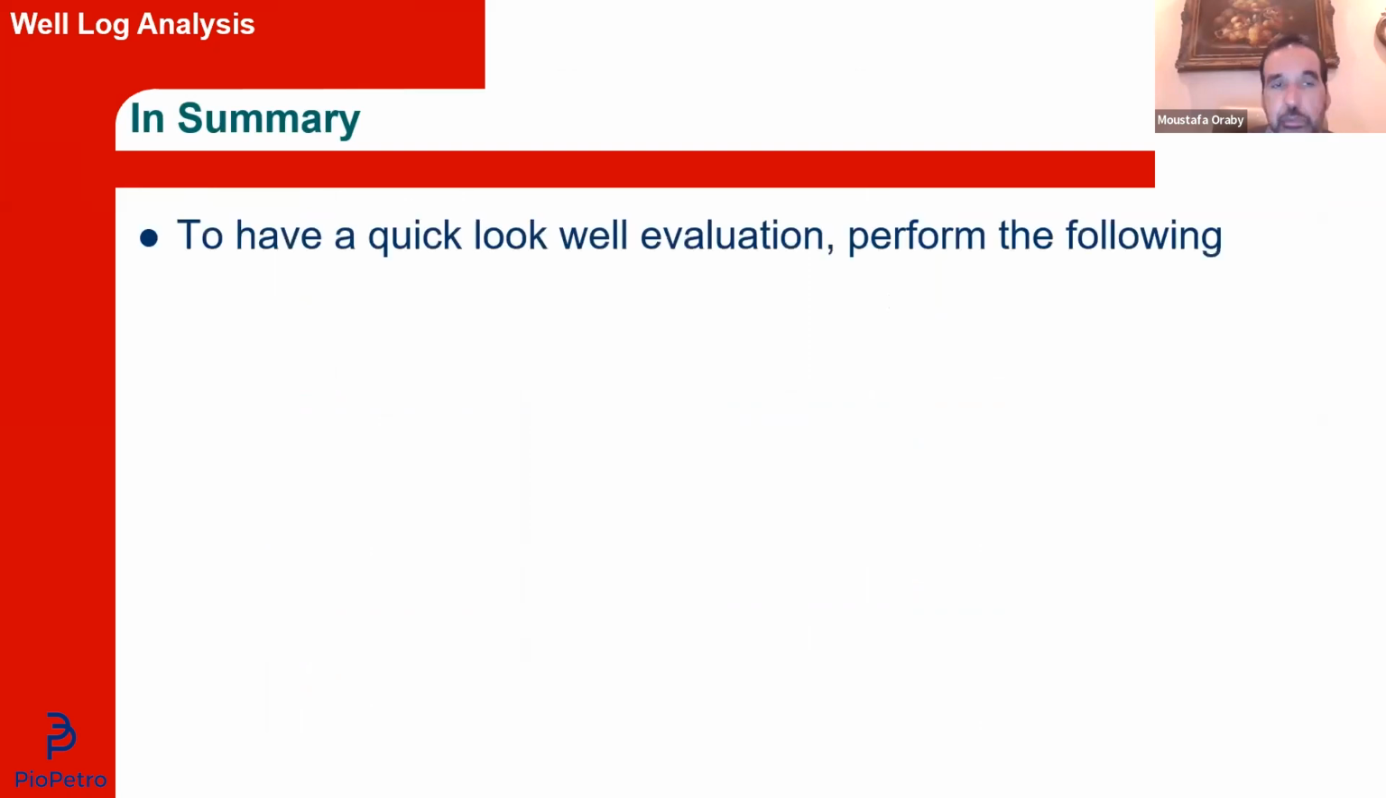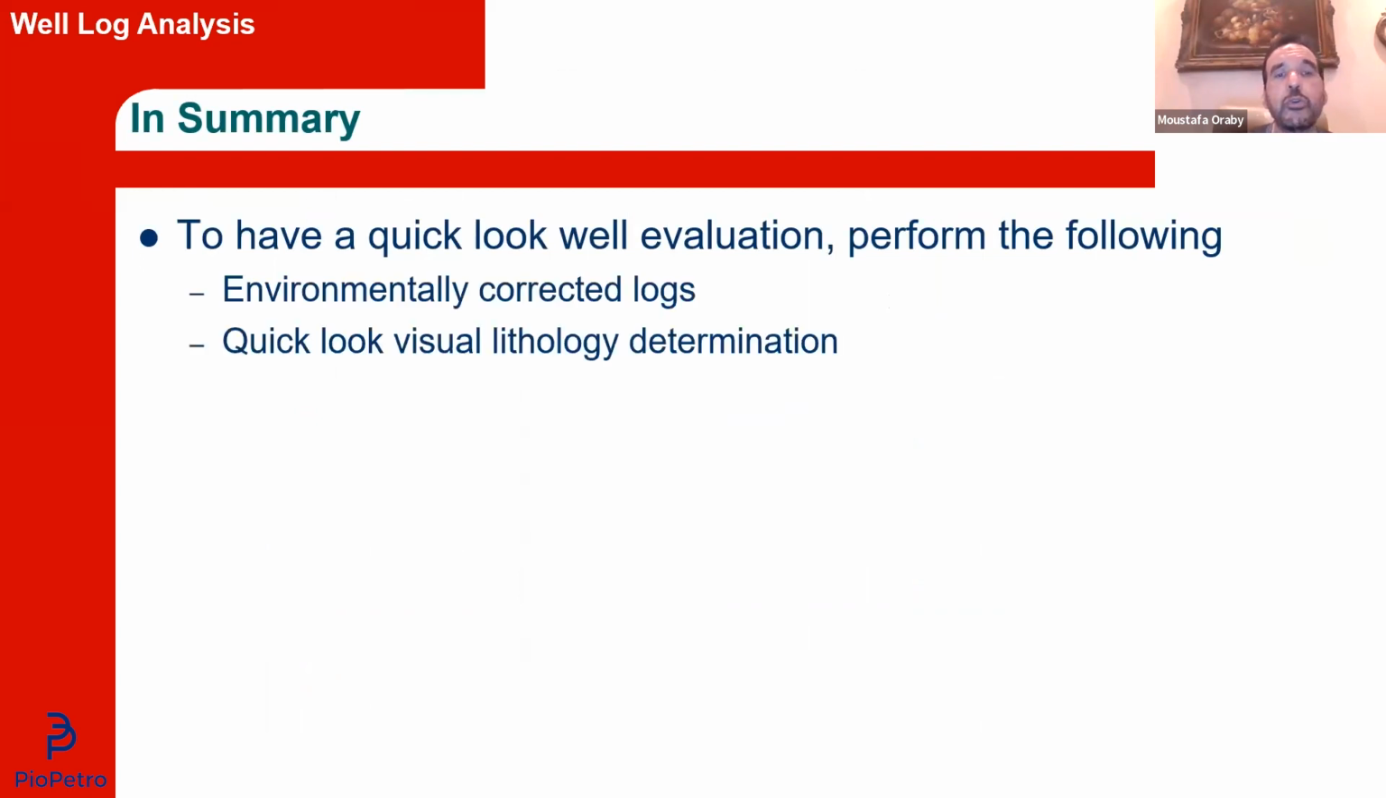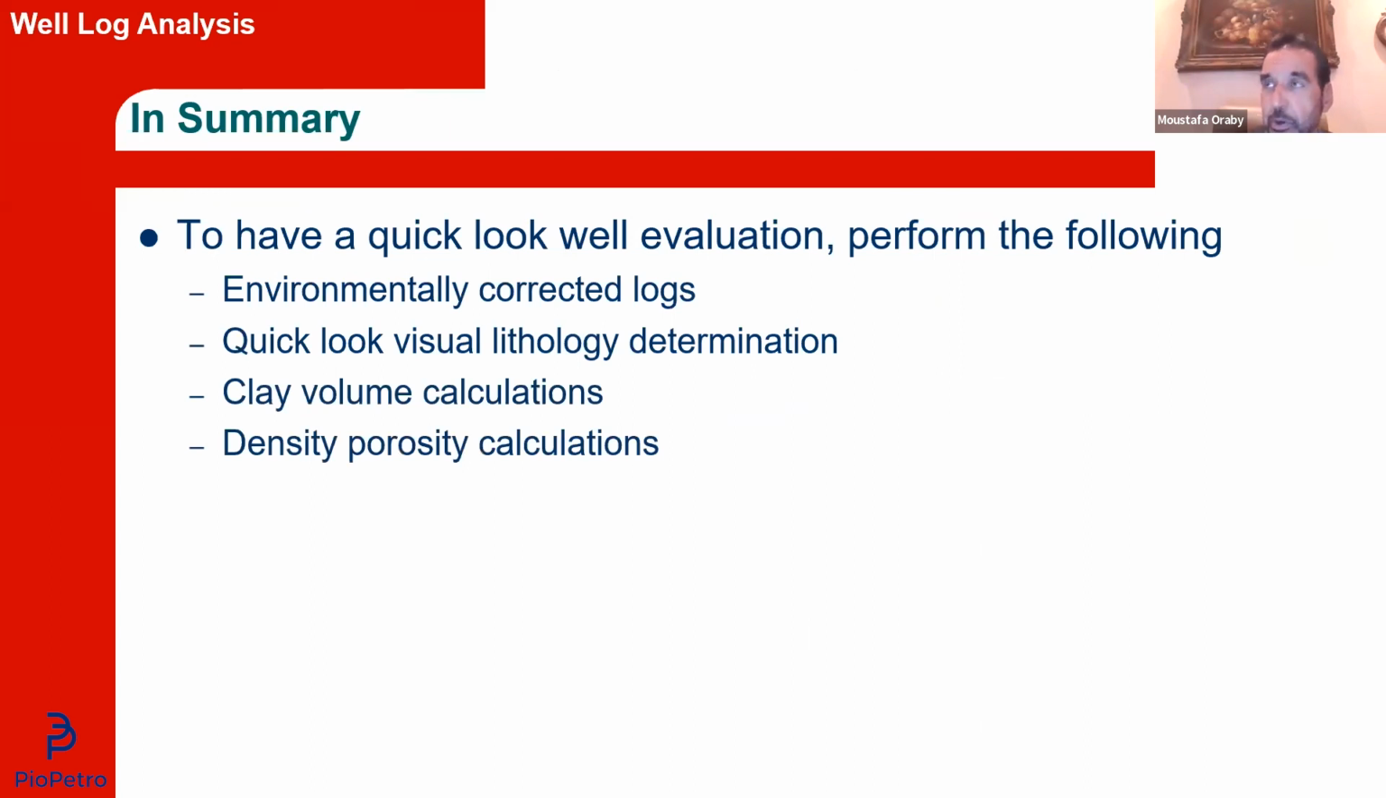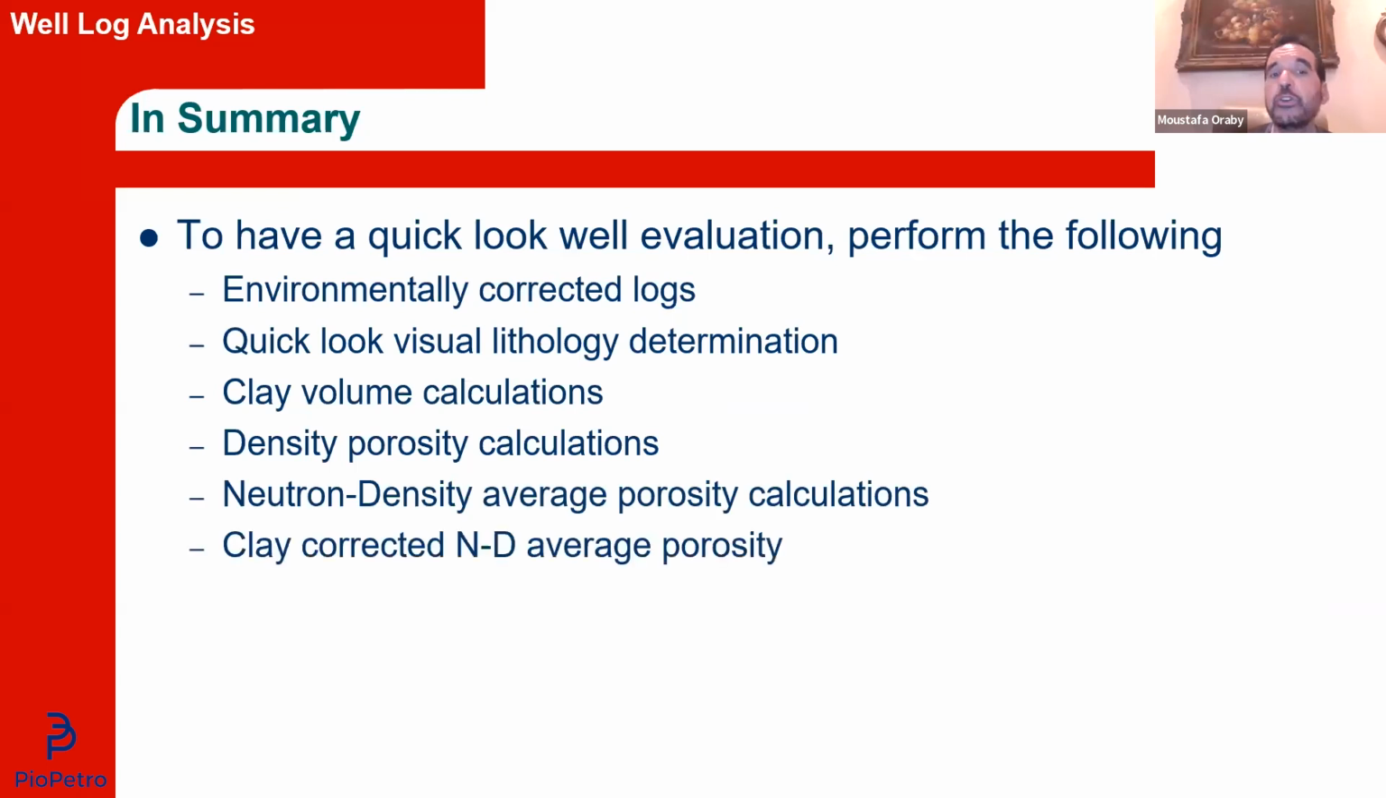So in summary, to have a quick look well evaluation, what you do is perform the following: you do environmentally corrected logs, then you do quick log visual lithology determination, then you do clay volume calculations, then you go for density porosity calculation, then you go for neutron density average porosity calculation, then you correct to go for effective porosity, clay corrected neutron density with effective porosity, then you calculate the water saturation using Mr. Archie, then you end up knowing which zone has the potential of being a producing zone or not.